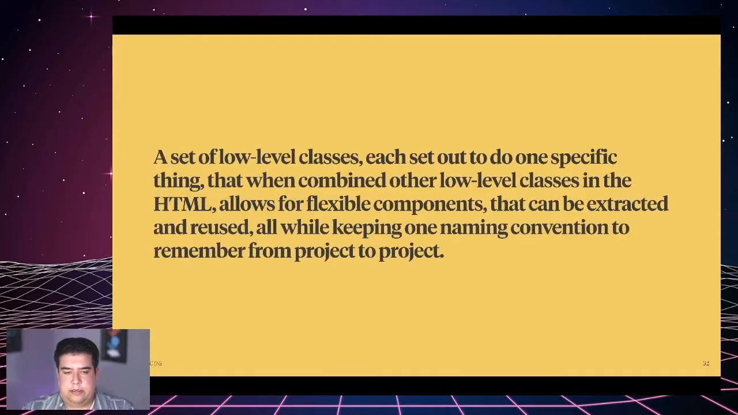All right, so we talked a lot about what this isn't, what we're trying to solve. We looked at one example of how this starts to come together, but really, what is Utility-First CSS? Now, this is my own definition, and excuse how long and wordy it is, but it's a really straightforward concept. I define this as a set of low-level classes, each one set out to do one specific thing, that when you combine them with a bunch of other low-level classes in the HTML, allows you to create flexible components, ones that can be extracted and reused, all while keeping one naming convention to remember from project to project.